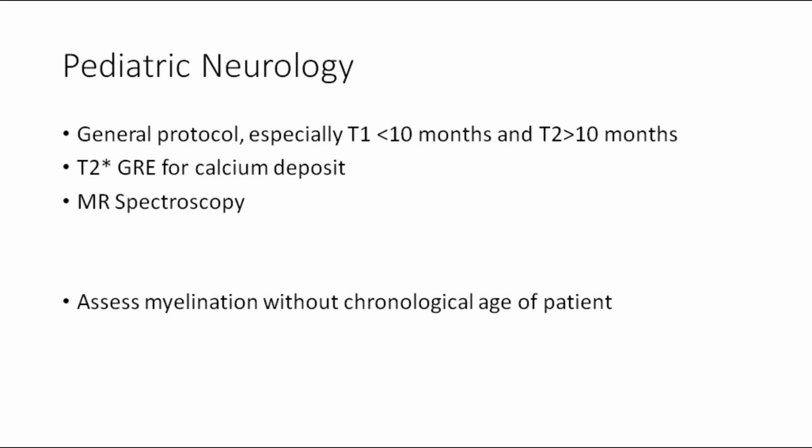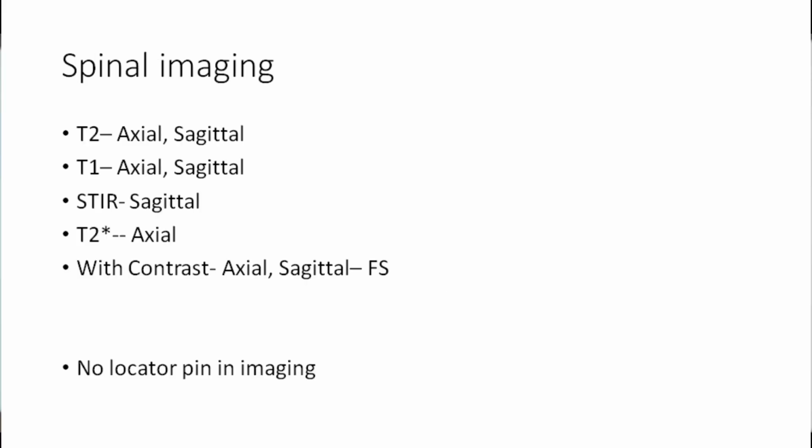Even before looking at the scan, I see my patient first, guess what's going on, and then I look at the scan. Spinal imaging: axial T2 and sagittal T1, axial and sagittal again to compare with STIR images, T2 star axial, with contrast axial and sagittal, and fast pressed, especially if there is a concern for demyelination.